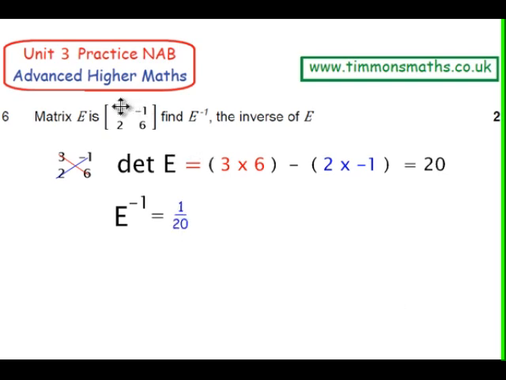The inverse of the matrix E is then given by 1 over 20 times the matrix E, swapping the 2 diagonals, the 3 and the 6, to give a 6 and a 3, and then the minus 1 changes its sign to become plus 1, and the 2 changes to become minus 2. So this is the inverse matrix, E inverse.